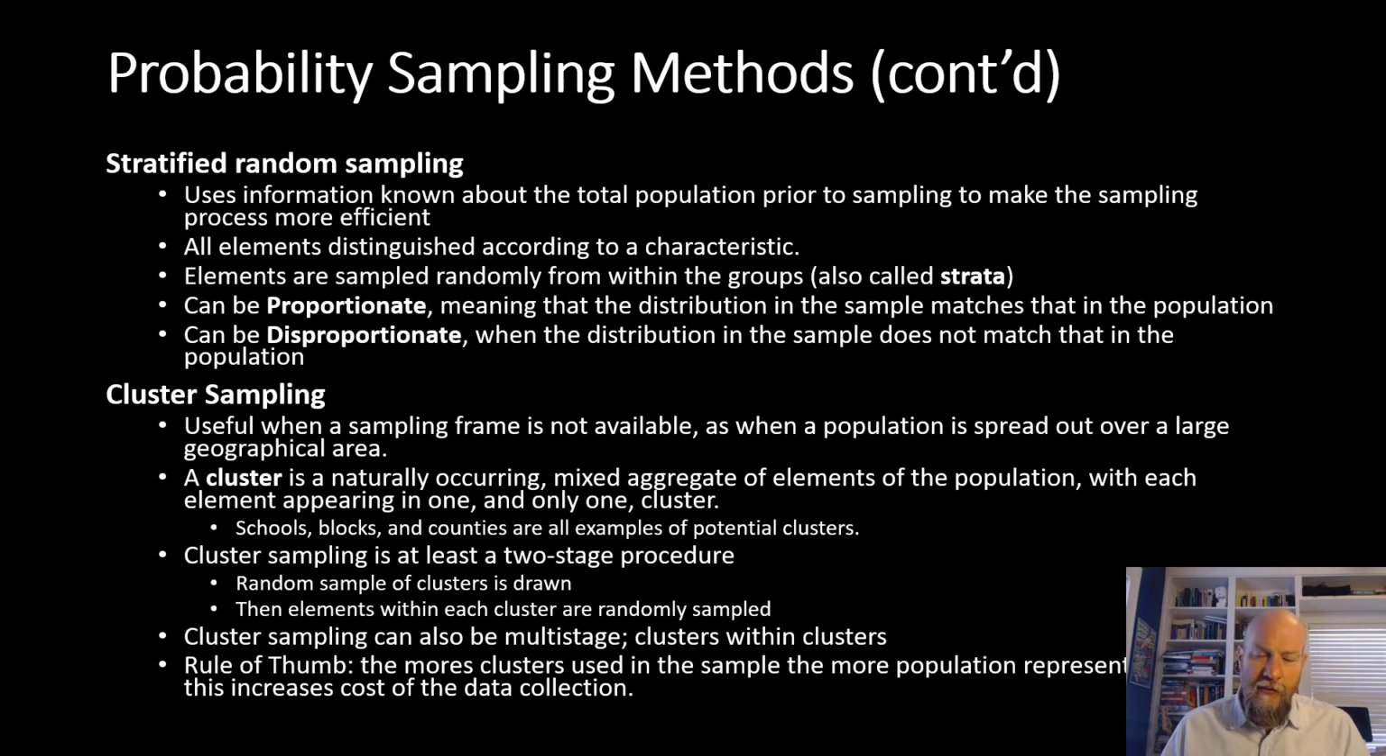Another type of probability sampling method is called cluster sampling. This is useful when you don't have a sample frame. For example, when you're looking at all Americans, right? I don't have a list of every American in the United States. So when my population is spread out over a large area, or when it's a really large population and it's difficult, there are naturally occurring clusters, elements of the population. And each element exists within only one cluster.